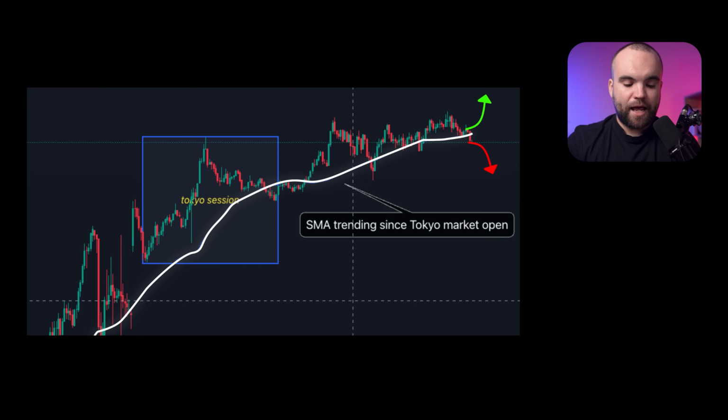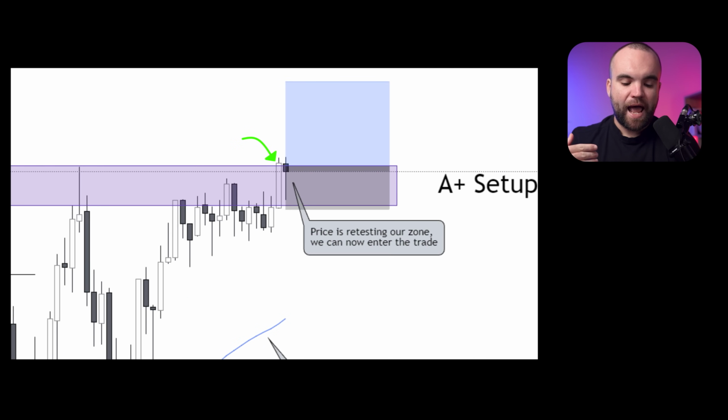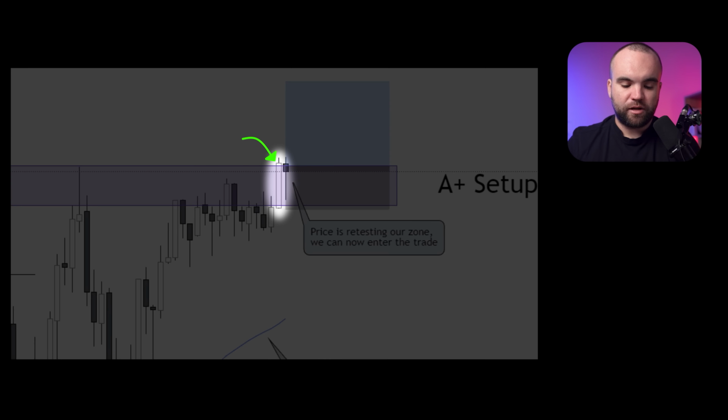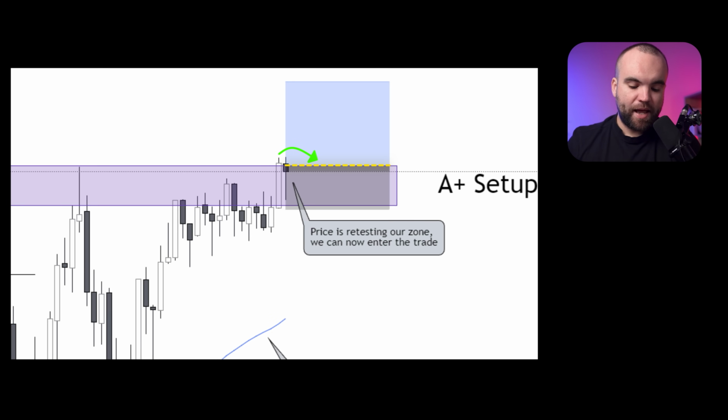Let's have a look at entry criteria for this trade strategy. For entry, I'm simply looking for price to break and have a single candle body closure above or below our zones to confirm that we have broken out. We then wait for price to come back and retest that 5-minute range, and then we enter using a 25 pip stop loss maximum, and we use a 1-to-2 risk reward ratio.